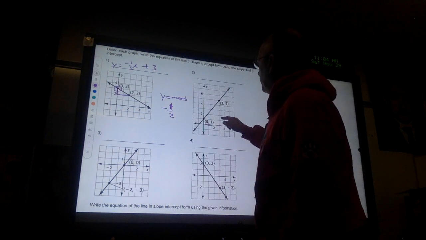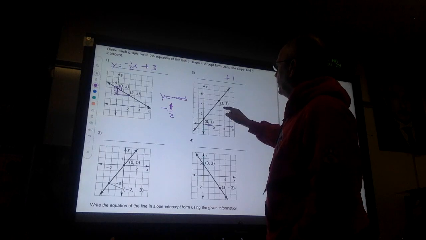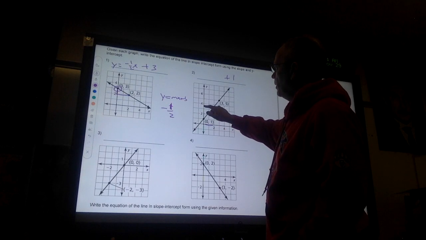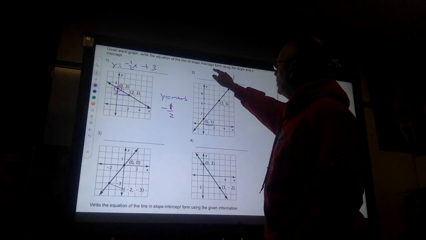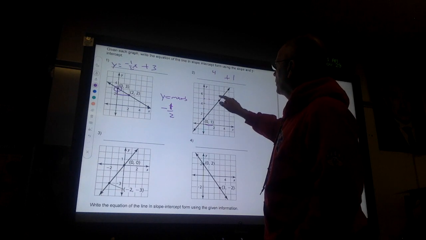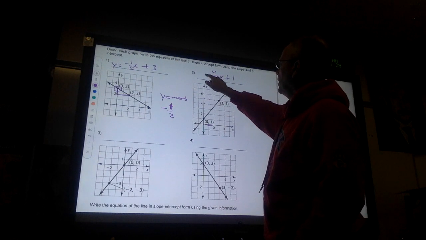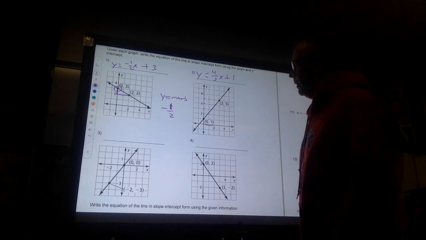Problem number 2. We have a y-intercept of 1, so I'm going to go plus 1 here. I'm going to find my slope, so up 1, 2, 3, 4. So up 4, right 1, 2, 3. 3x, y equals that, and it's all done.